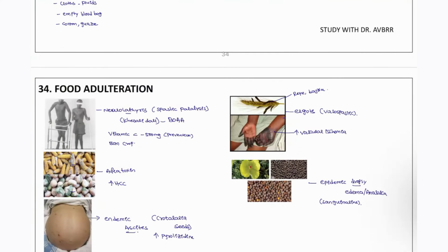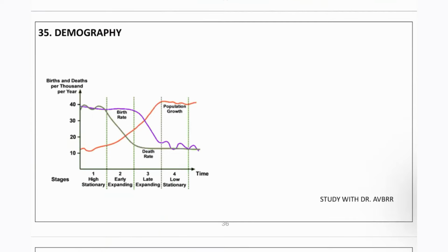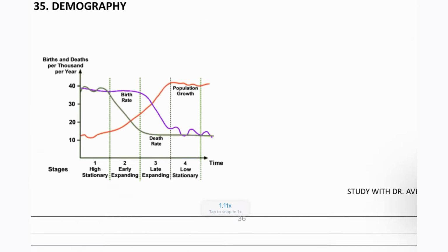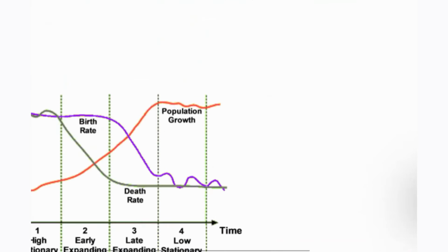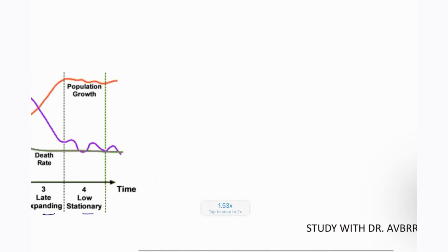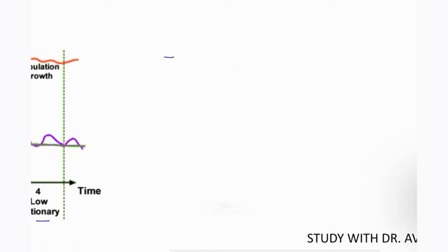Next topic we are going to discuss here is demography. So in demography, there are 5 different phases, guys. One is high stationary, early expanding, late expanding, and low stationary. So let's see what are the different changes that will happen here. In stage 1, it is going to be high stationary, right? So here the birth rate is going to be high and the death rate is going to be high.